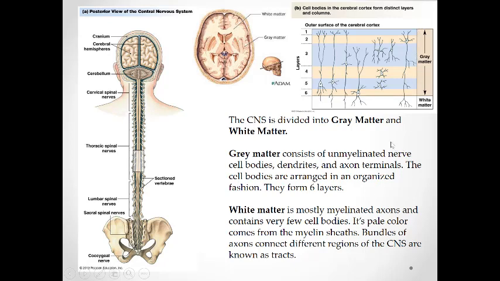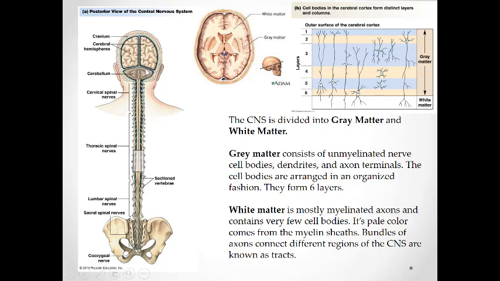Then the white matter is mostly going to be myelinated axons, so those that have myelination around them, and it contains very few cell bodies and only axons. And its pale color obviously comes from the myelin sheaths, but you can think of the white matter as the area of the brain where all of the signaling transfer happens from one area of gray matter to another area of gray matter. That's how I usually think of it.